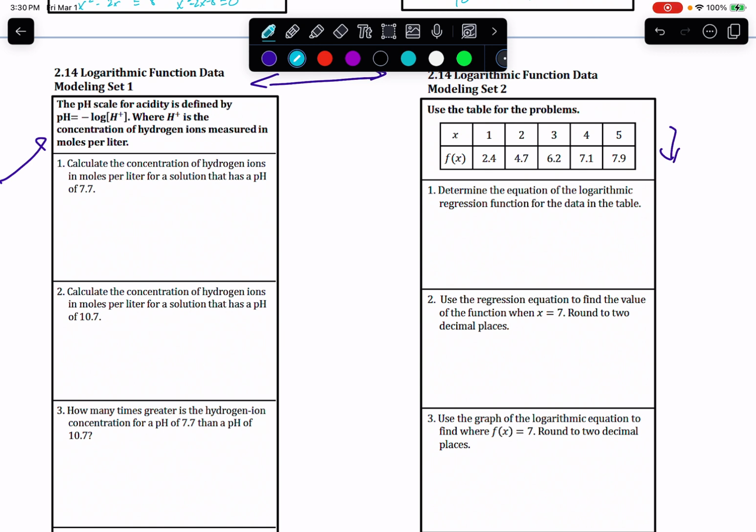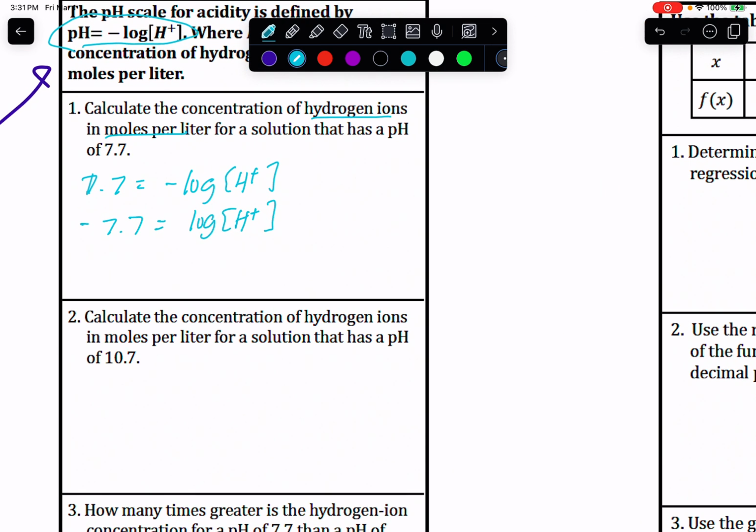Okay, so we're doing our pH, and remember they give us the formula for pH. They just want us to calculate the concentration of hydrogen ions in moles per liter for a solution that has a pH of 7.7. So we're just going to say that 7.7 is equal to negative log of H plus. So negative 7.7 is log of H plus. And then we can put it in exponent form. So 10 to the negative 7.7 is H plus.